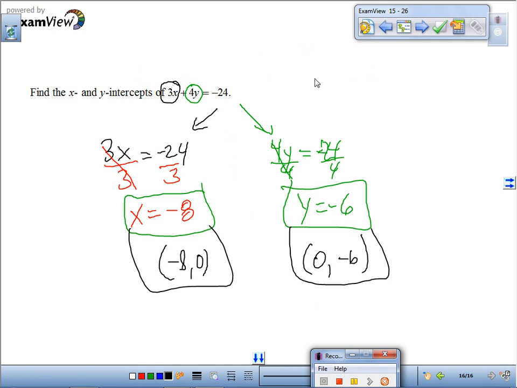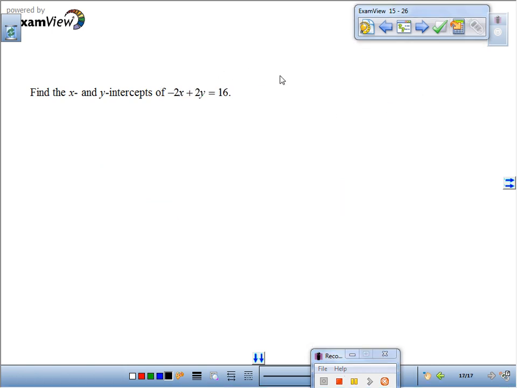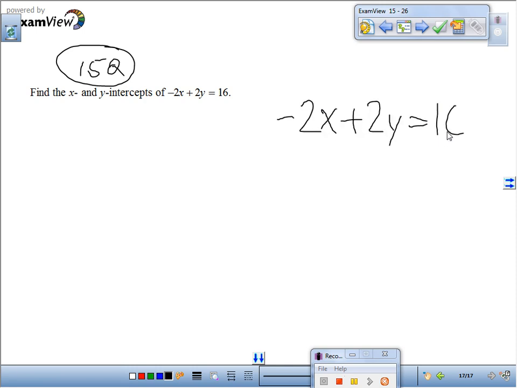Okay, here we go. Let's do another one. You do this one by yourself. This one is example 15Q. The equation is negative 2x plus 2y equals 16. Find the x and the y intercepts, please. Don't say it out loud. Keep it to yourself. Let everybody think, please.